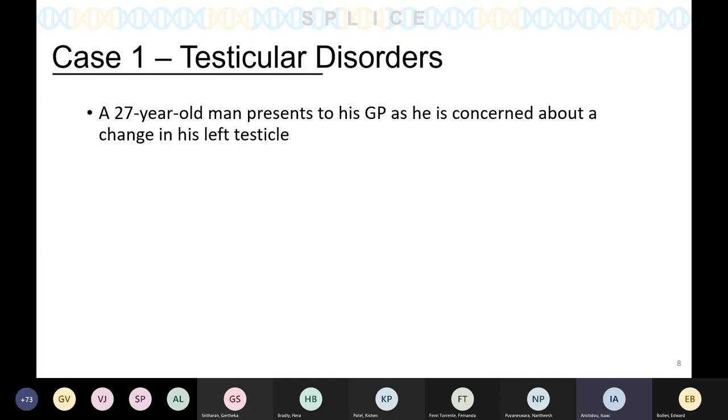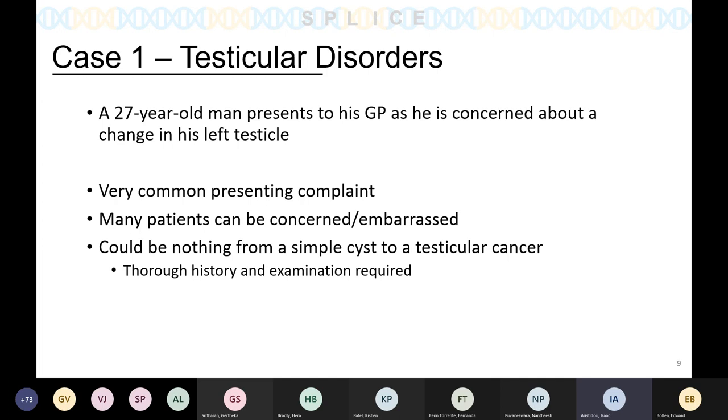Okay. So a 27-year-old man presents to his GP. He's concerned about a change in his left testicle. You have to approach this quite broadly. There's a lot of things that can go wrong. It could be a cancer, it could be a simple cyst, and it's quite important that you know how the classic things like varicocele and hydrocele present. The management is all quite similar for your level. But as I said, it's a very common presenting complaint.